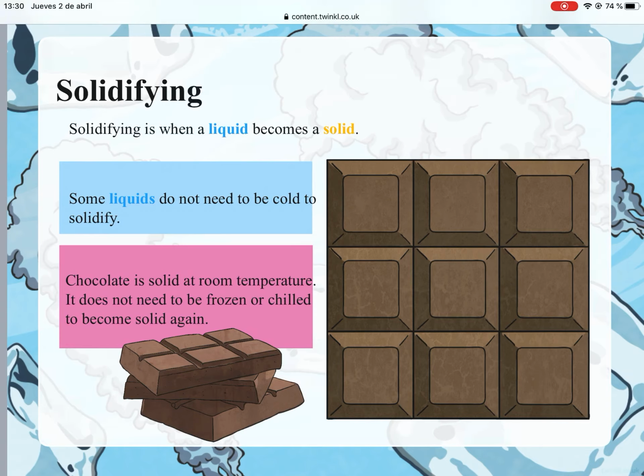If you have butter, for example, and you melt butter and then you just put it into room temperature, the butter gets hard again, yeah? And the same happens with chocolate. Chocolate is solid at room temperature, does not need to be frozen or chilled to become solid again. But if your chocolate melts in your hand and you put it in the freezer, then it will become solid again.